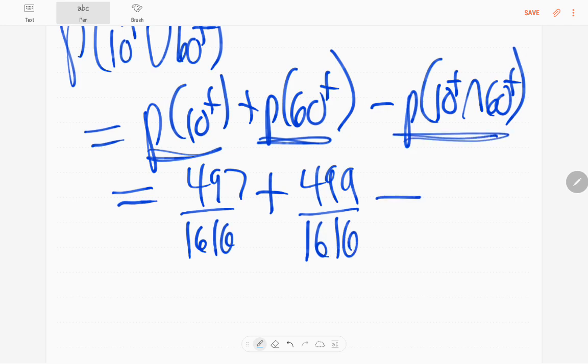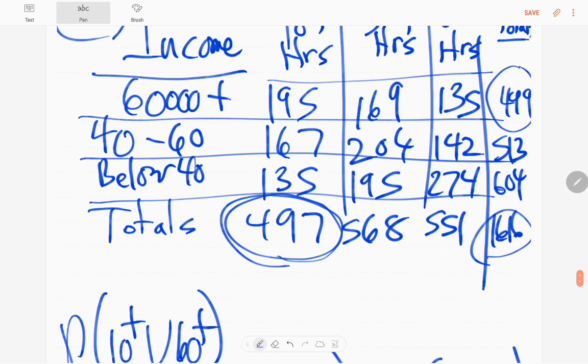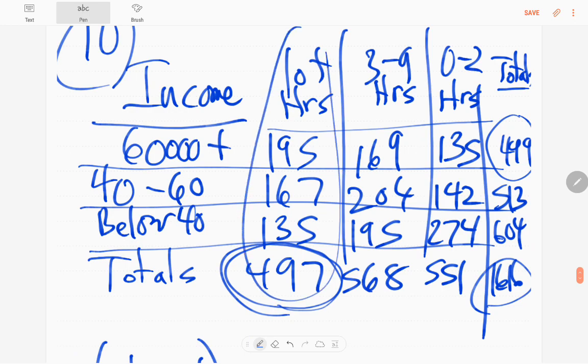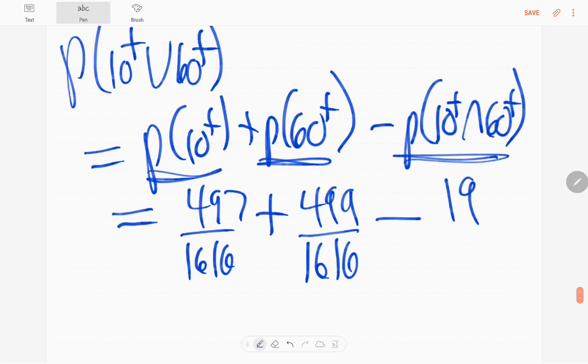And what is the probability that they're both? Well, let's see. And remember, on this last term, you want to intersect a row and a column. You want to intersect the 10 plus column with the 60 plus row, and you end up with 195 when you do. So the last probability is 195 over 1616. Let's plug all that into a calculator. It says round to 2 decimal places. I get 0.50 to 2 places.